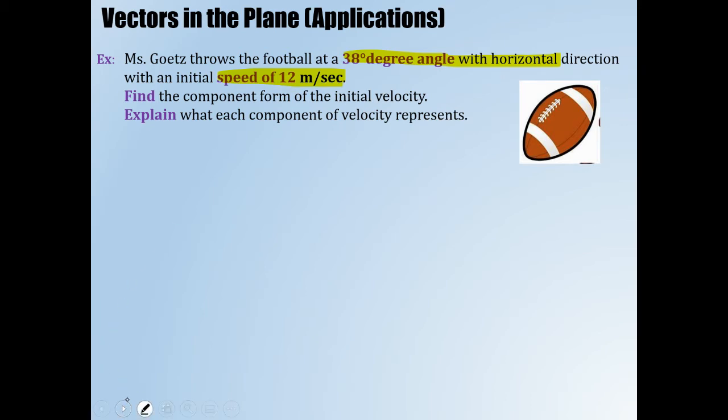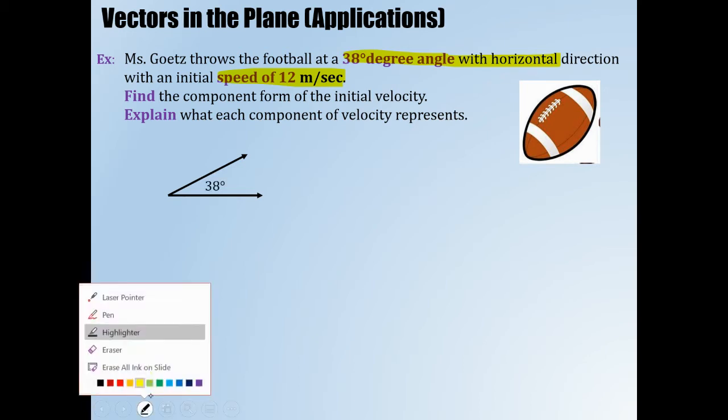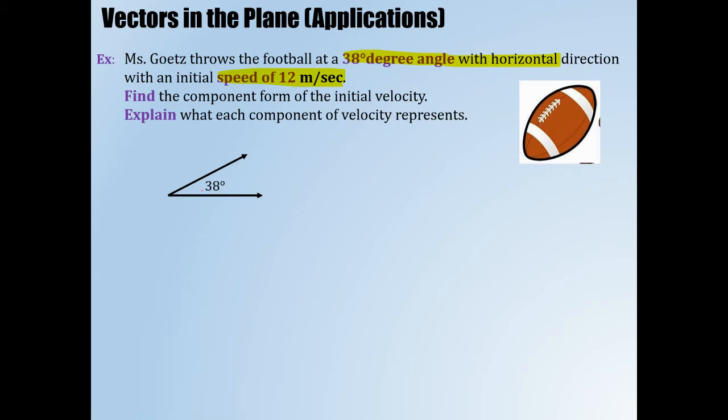Okay, so let's picture what this looks like. It's 38 degrees with the horizontal, so there's the horizontal, there's where it terminates, and that's 38 degrees. We also know that the speed she's throwing it is 12 meters per second. So we're able to set this up and say 12 cosine 38, 12 sine 38.